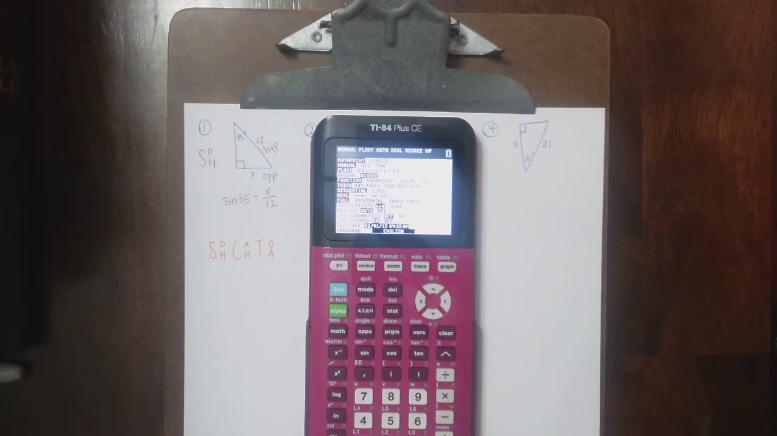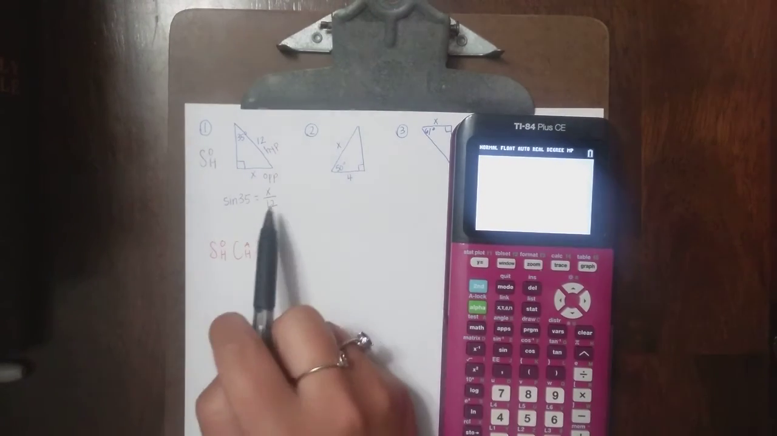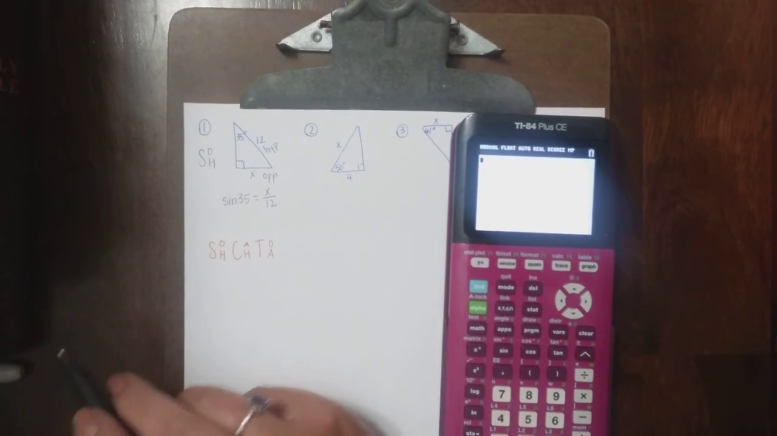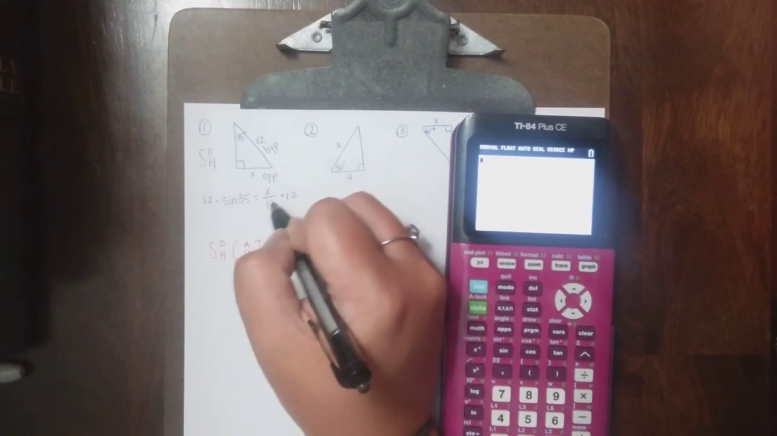So you do have to be in degree mode if you're going to be using a calculator. If not, you're going to get a very funky answer. Okay, so now I'm just going to come back over here. We got to do a little algebra. I want to get x by itself. So to get x by itself, I'm going to multiply both sides by 12.